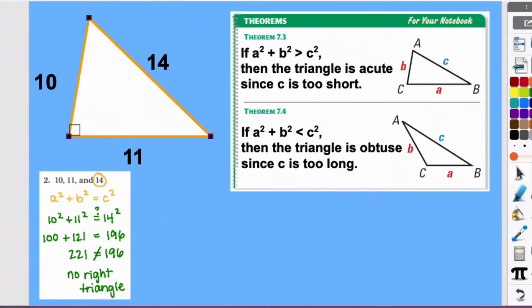So if it's not a right triangle, is it acute or is it obtuse? Well, since I had to tip my triangle this way because the 14 was being too short, this angle down here is too small to be a right angle. So that's what I want you to remember. If that C side is too short, we're talking an acute triangle. Whereas if the C side winds up being too long, we'd be talking an obtuse triangle. If that 14 had been too long to make a nice right triangle, then that angle would have been bigger than 90 degrees.